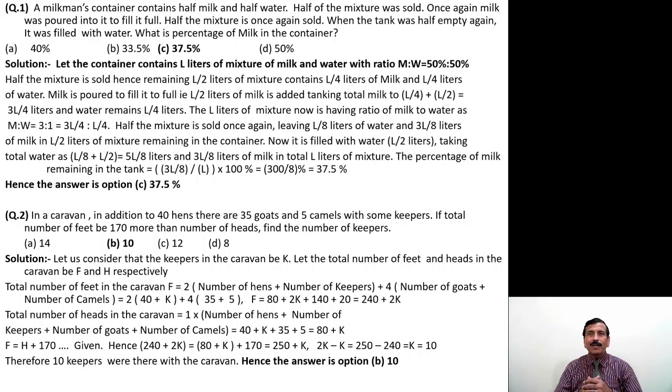See the second example. In a karwa, 40 hens, 35 goats, 5 camels, and some keepers are there. Now some keepers, we don't know how many keepers. We'll assume them as K keepers. You understand here, the goat and camel will have one head each and 4 feet, while hen and keeper will have 2 legs and 1 head, and correspondingly make the equation and we can get the answer. Next.